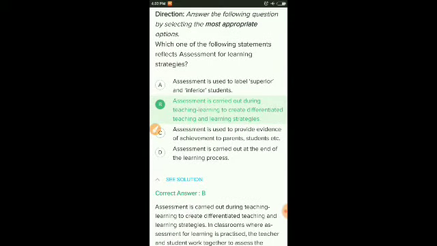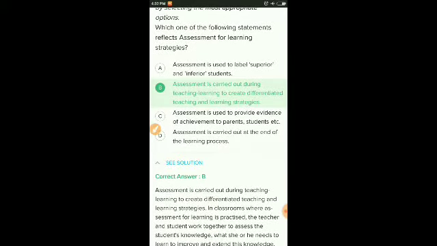Then option B says that assessment is carried out during teaching-learning to create differentiated teaching and learning strategies. So it's absolutely correct that through different strategies the teacher teaches the students, and the teacher tries to assess the students through different methods like oral assessment, then written assessment, or different kinds of assessment. The teacher sees the performance of the students. Okay, so option B is the correct answer.